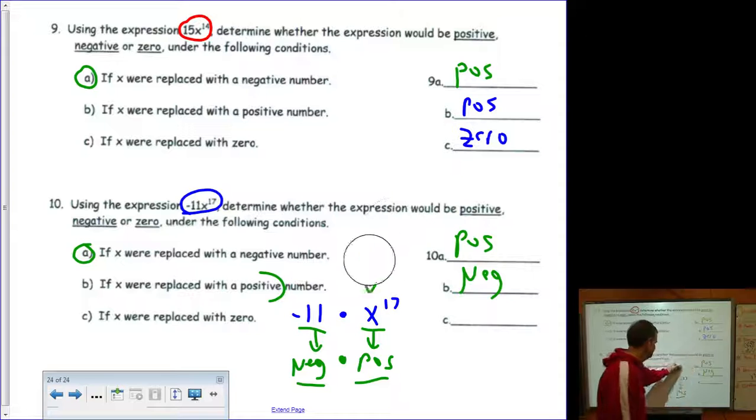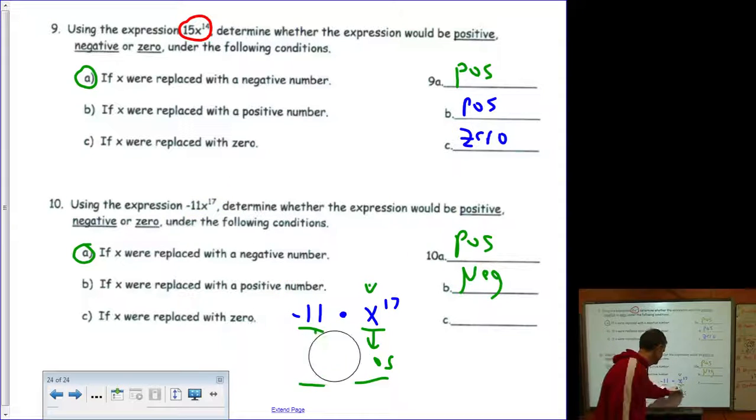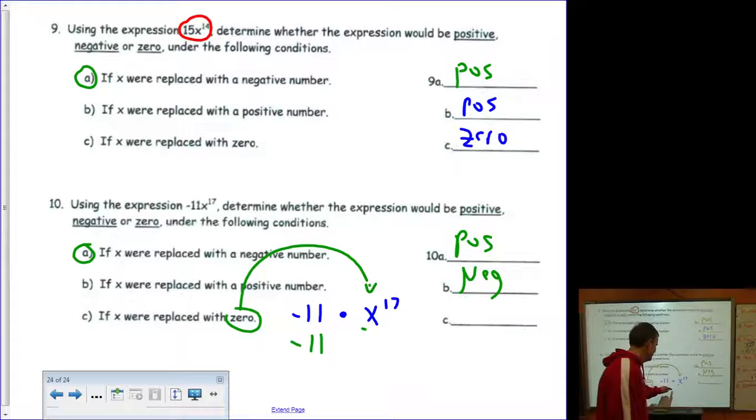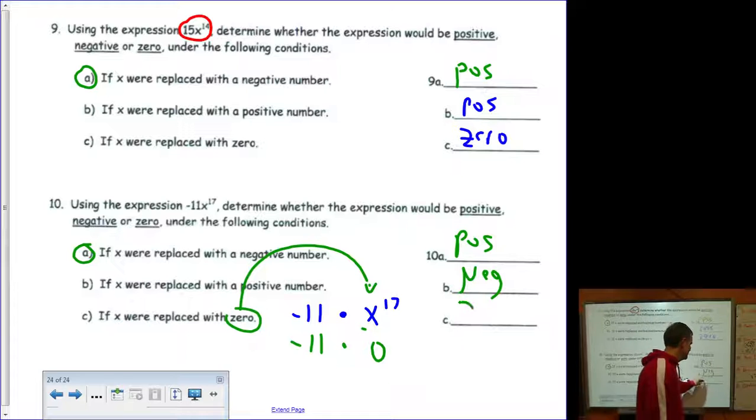And last up, when we put 0 in for x, I'd end up with negative 11 times 0, and of course that is 0.